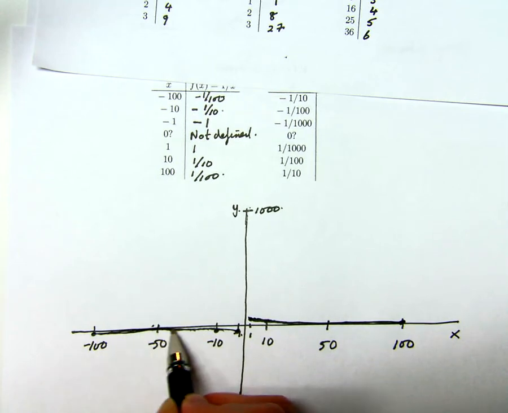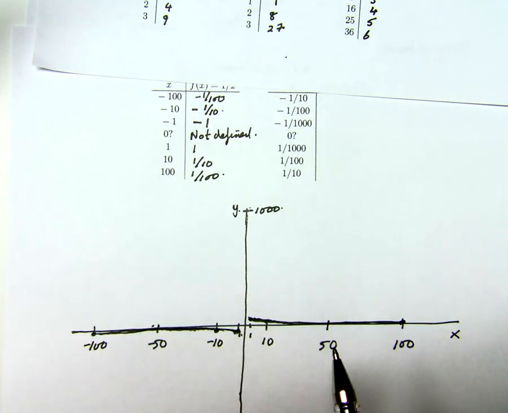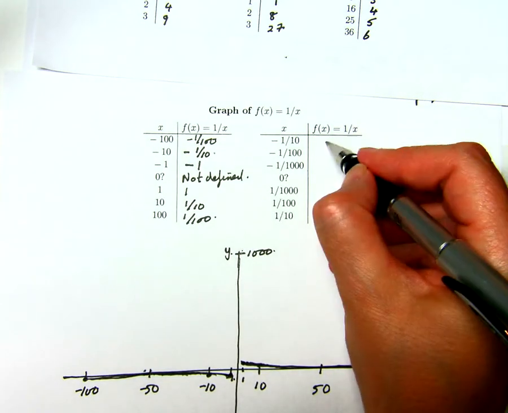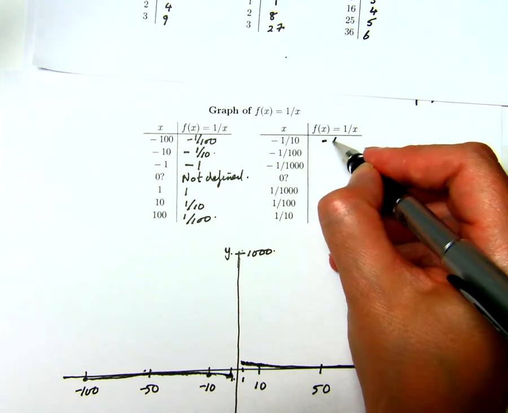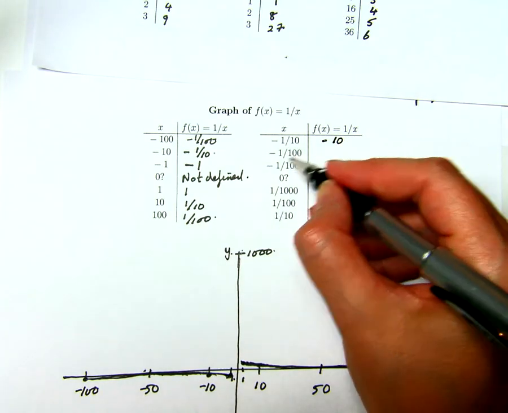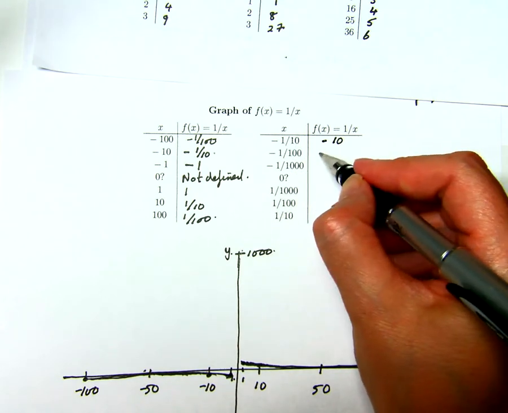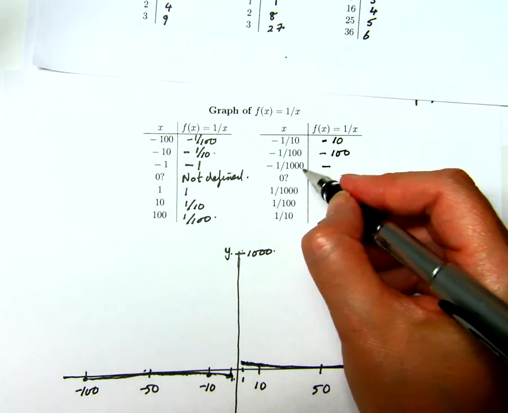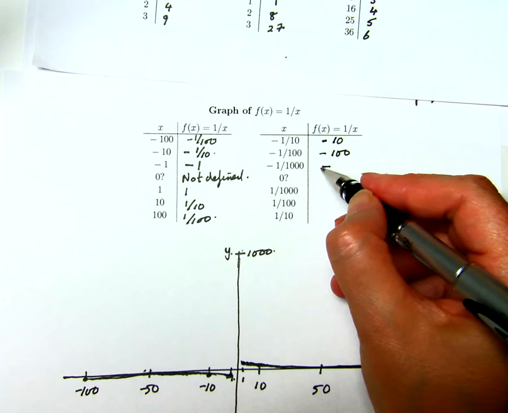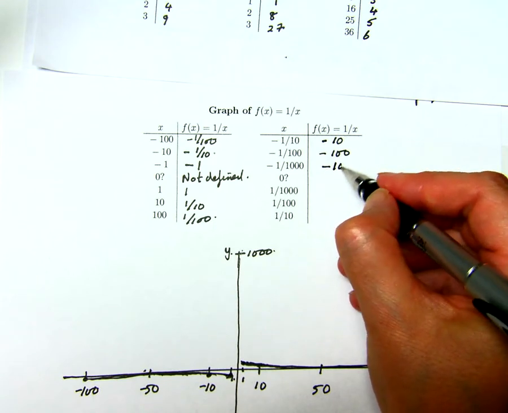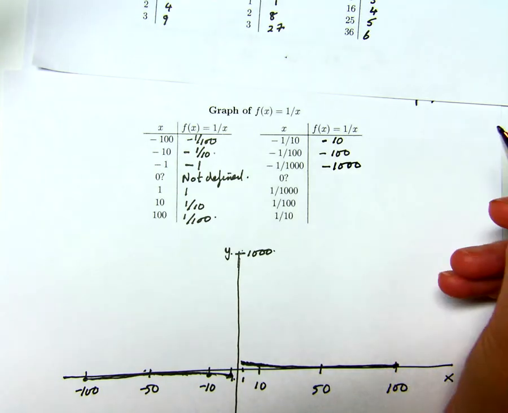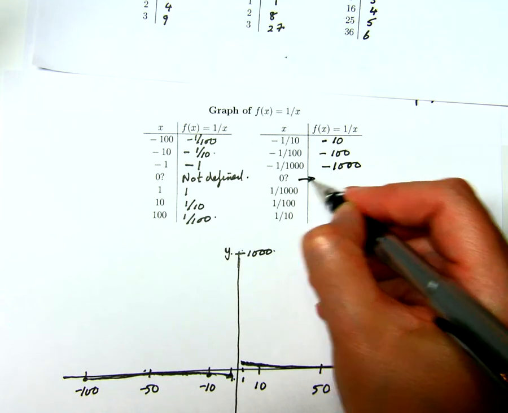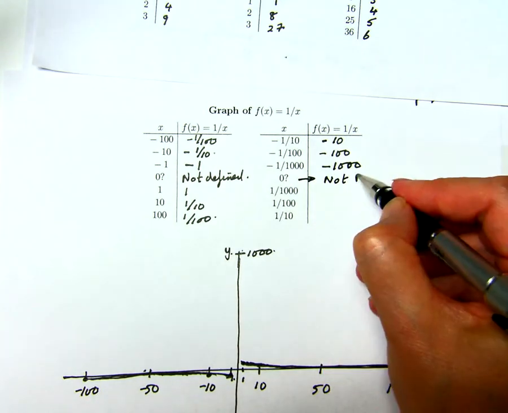And let's see what happens now for very small values of x. Well, when x is negative 1 over 10, 1 over x is negative 10. And when x is smaller still, negative 1 over 100, 1 over x is negative 100. When x is very, very small, negative 1 over 1000, 1 over x is even bigger still, it's negative 1000. Bigger in absolute value. 0 is not in the domain of this function, so 1 over 0 is not defined.